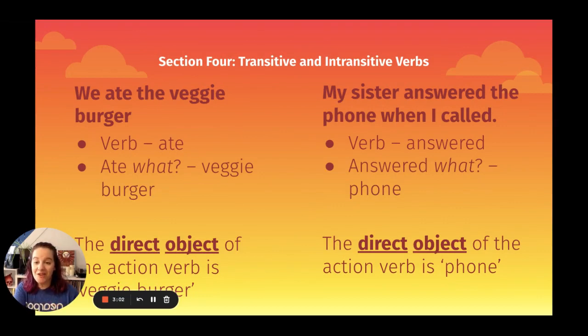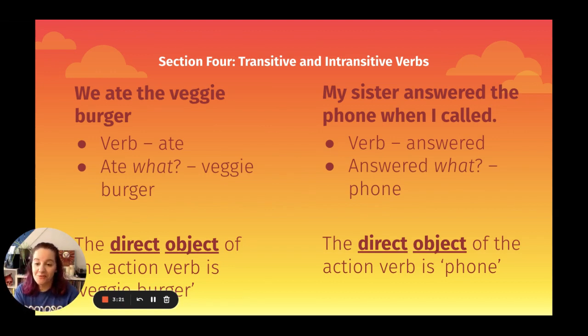So, we ate the veggie burger. Our verb is ate. We're going to start with that. Who or what is performing the action in that particular sentence is we. And then we ask ourselves, we ate what? We ate burger, or we ate veggie burger. Direct object, receiving the action of eating directly.